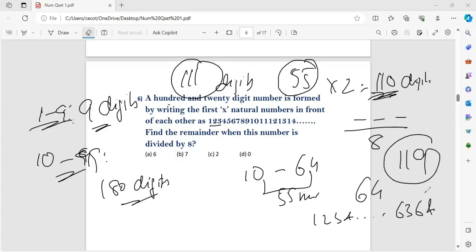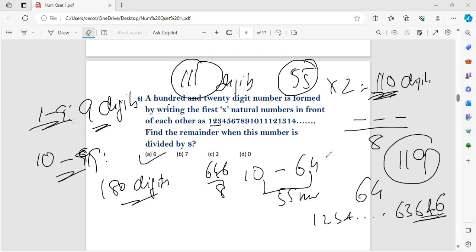We need 120 digits, right? So next number will be 65. In that 65, we just need to use 6. So our last 3 digits will be 646. Now 646 divided by 8. Remainder will be 6. 640 is a multiple of 8. Then 646 by 8 will give you remainder 6. Option A is the answer.